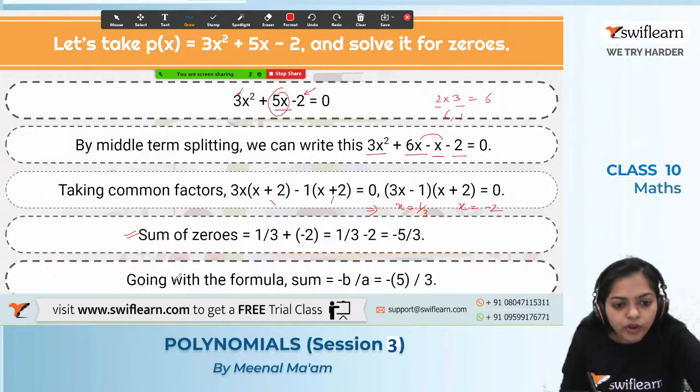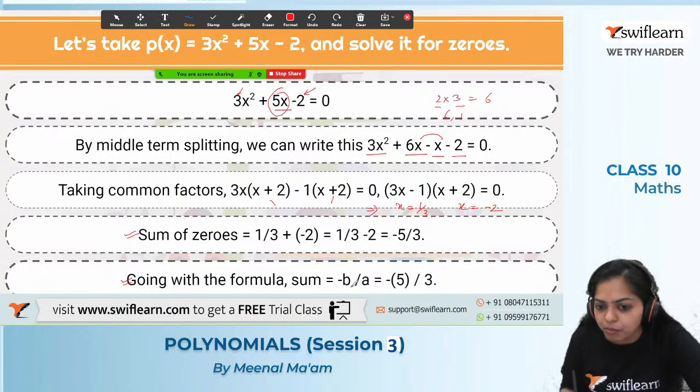Okay. Now going with the formula. We know that the sum of zeros will be equal to what? Minus b by a, where b is the coefficient of x, and a is the coefficient of x square. So the coefficient of x is what? 5. So minus 5, and the coefficient of x square is 3. So minus 5 by 3.